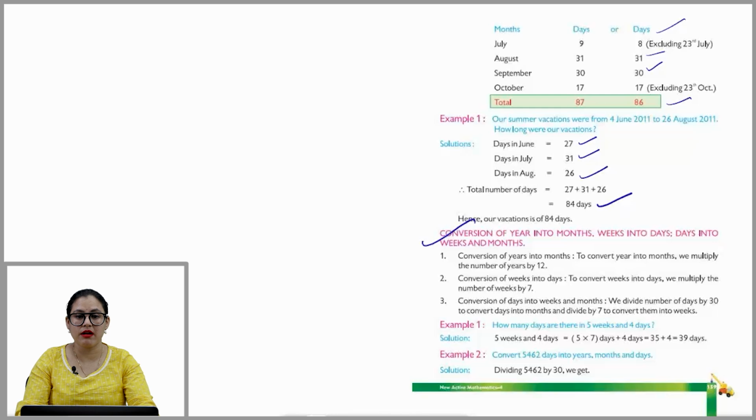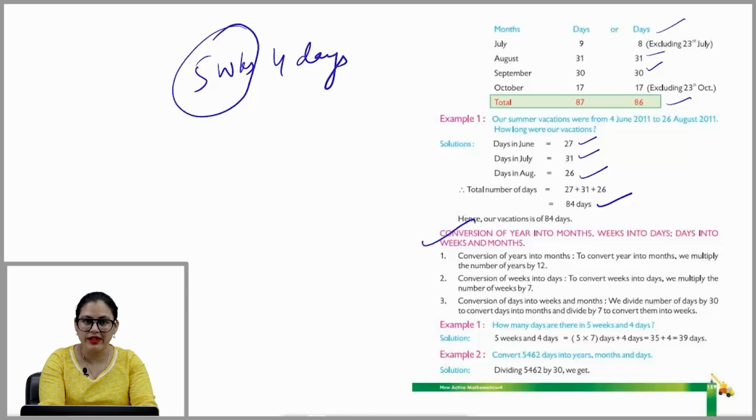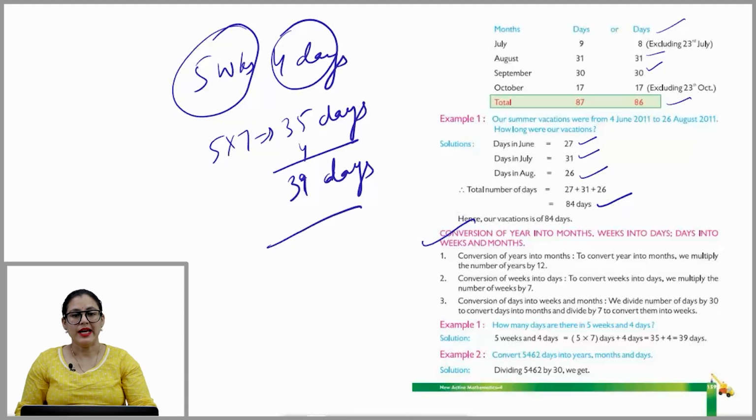How many days are there in 5 weeks and 4 days? You know 1 week is equal to 7 days. So 5 weeks is equal to 5 into 7, 35 days. And then you will add 4 days to it. So there are 39 days.